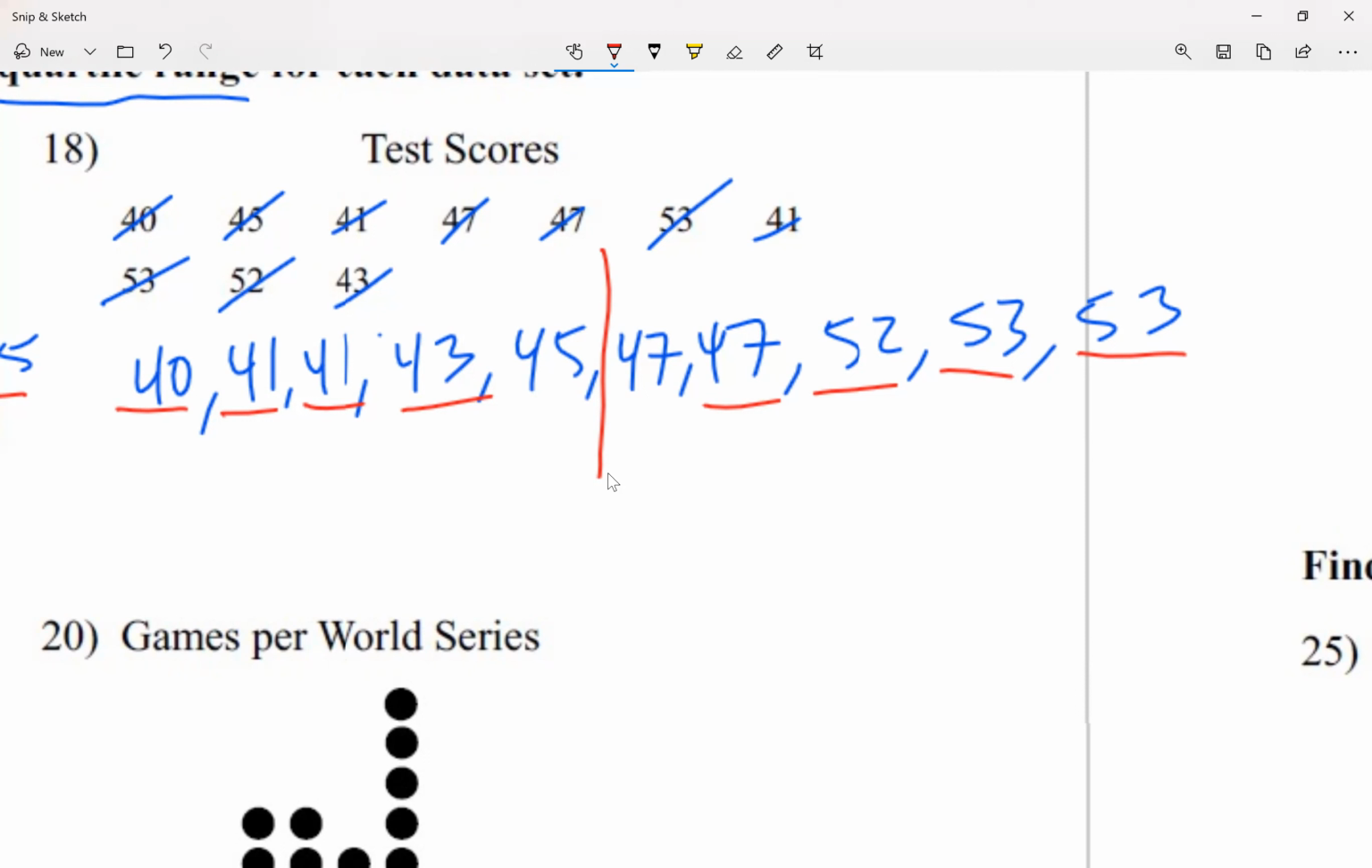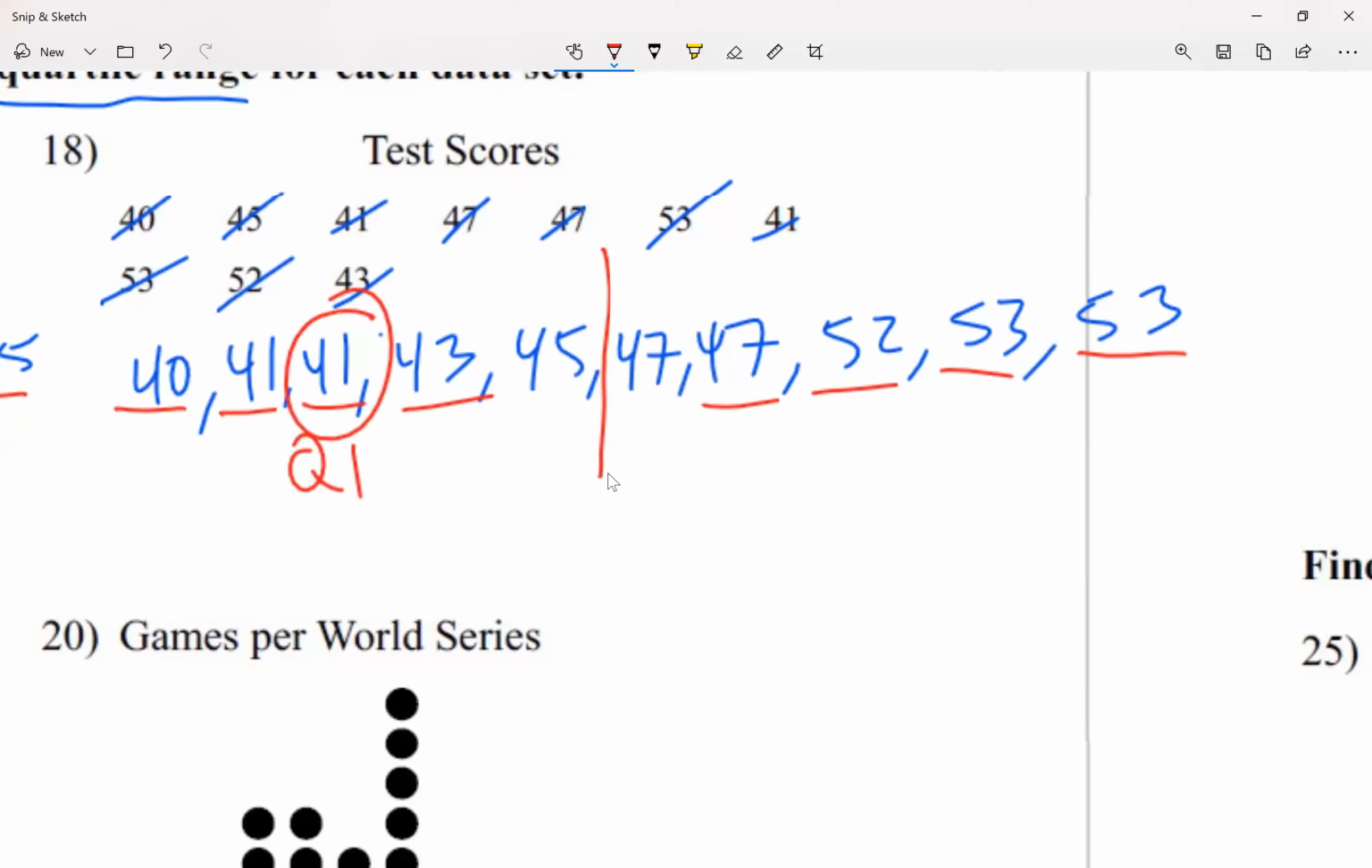Now, on the left side, when I say left side, I'm talking about this side. Let me find the number in the middle. In this case, that's that. That's quarter one.